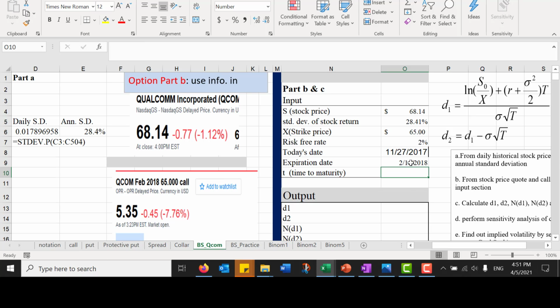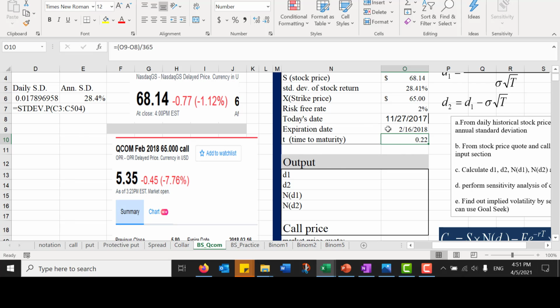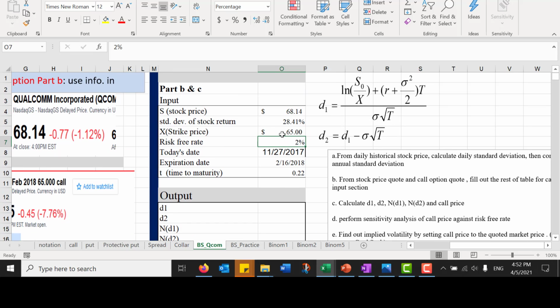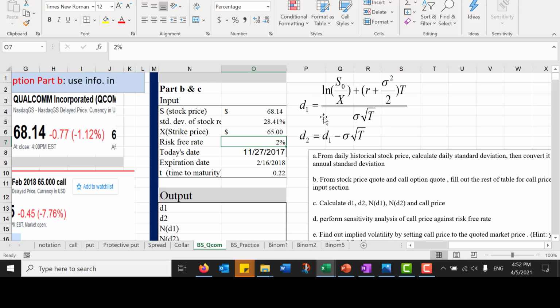What I'm going to move on to is reviewing the Black-Scholes model. Okay, here I have an example for Qualcomm. I have downloaded the historical stock price for Qualcomm at daily frequency. We also have Qualcomm's stock price at closing and the option quote that will expire February 2018.